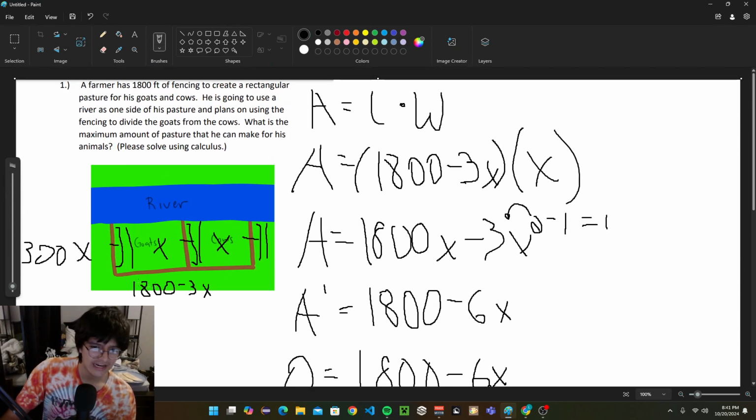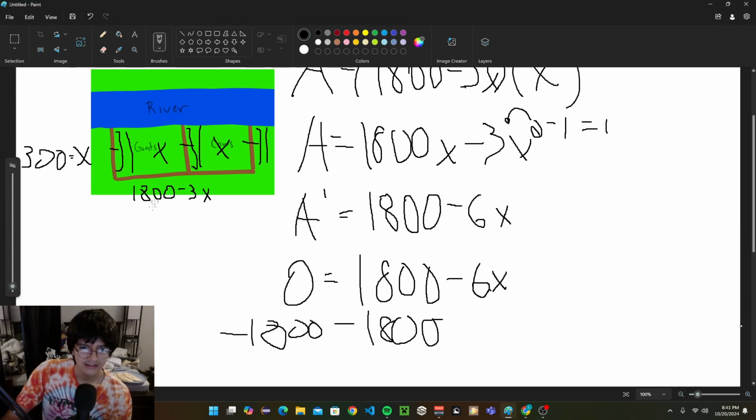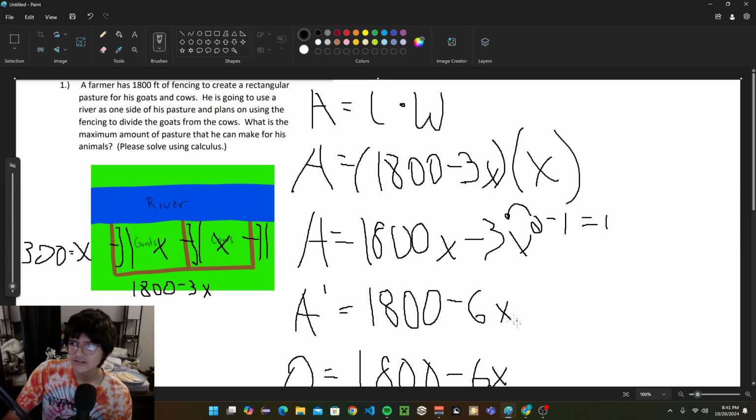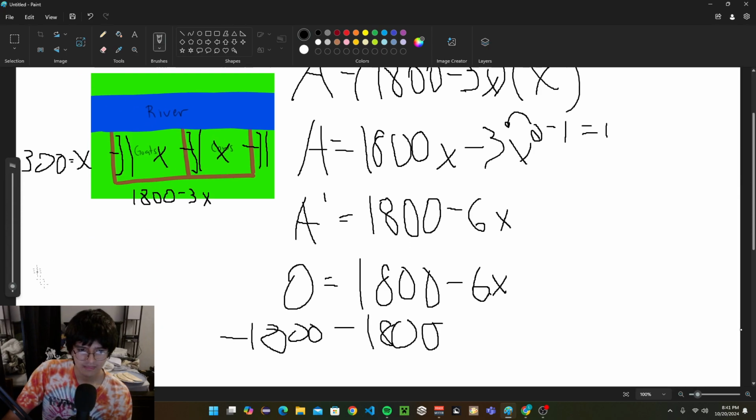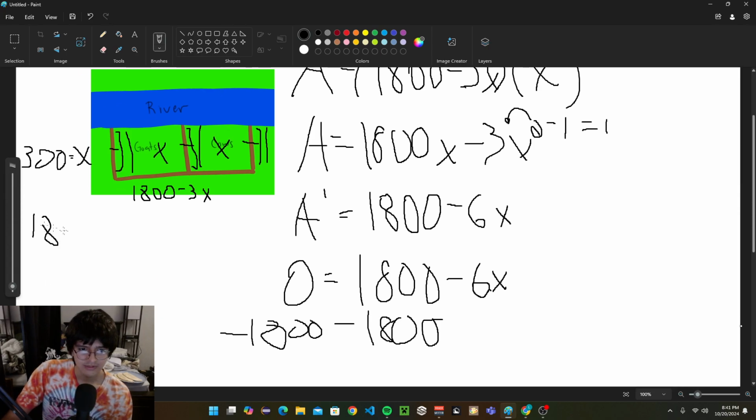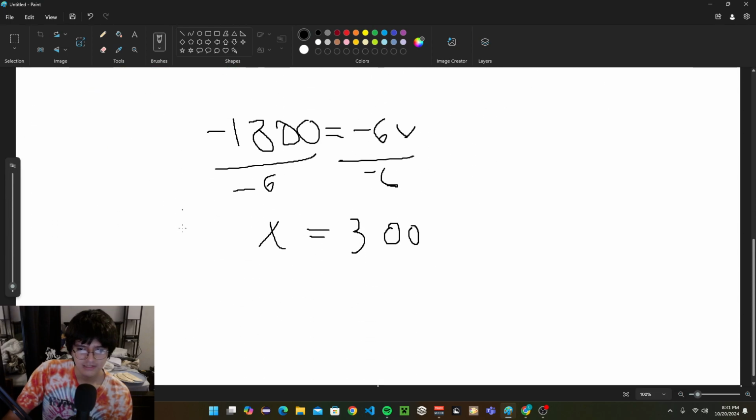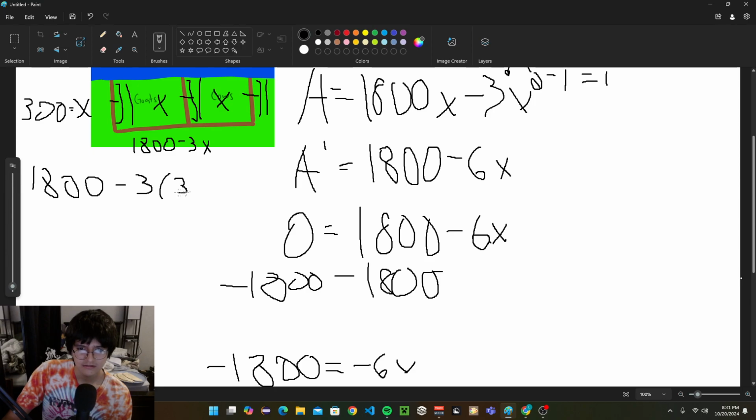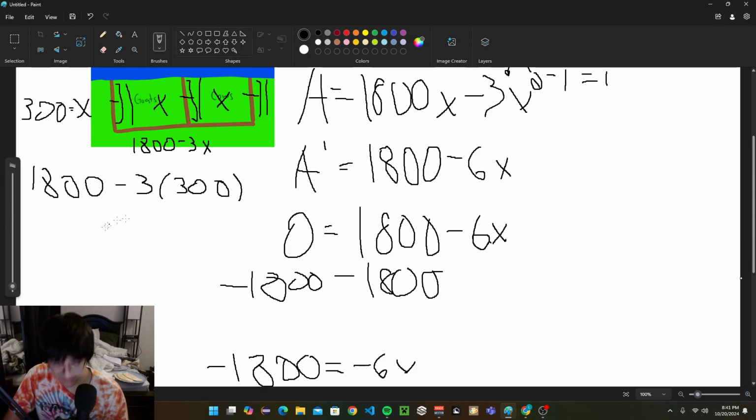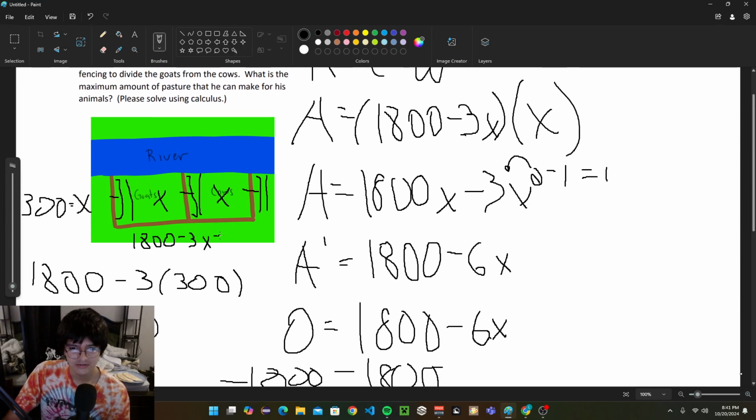Now to find the area of this, we need to find what the length is, and here our length is 1,800 minus 3x, and we know what x is now, so we can just plug in our numbers. So it'll be 1,800 minus 3 times x, which is 300, and if you plug all this into your calculator, you should get 900. So this is equal to 900.